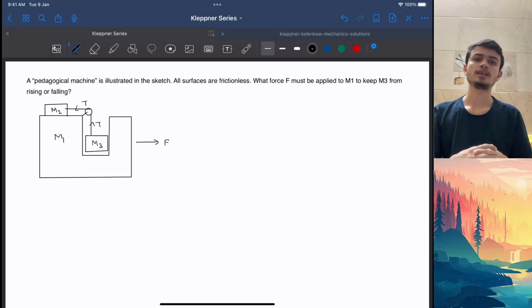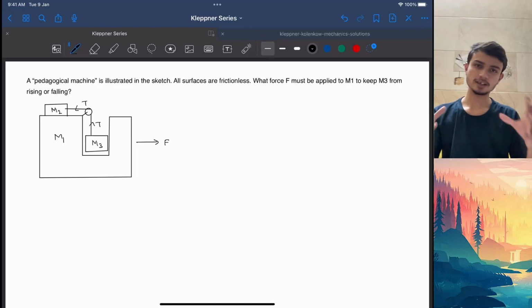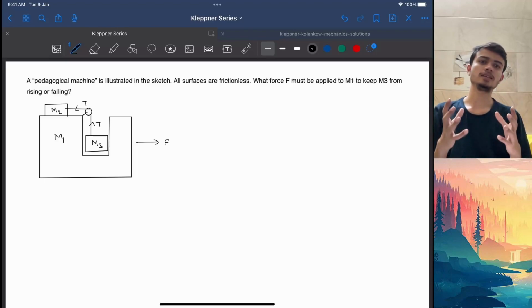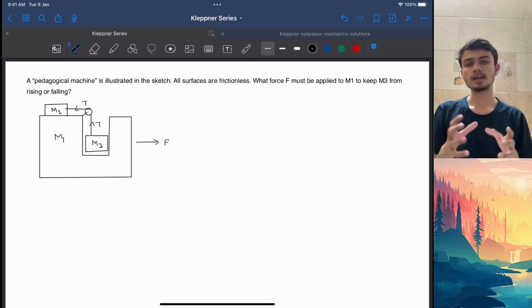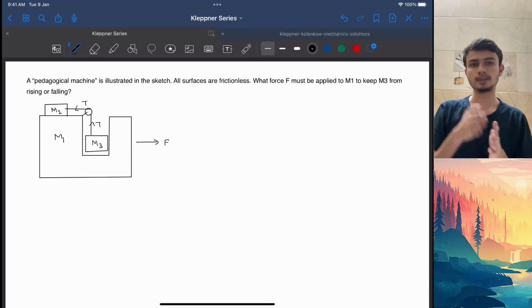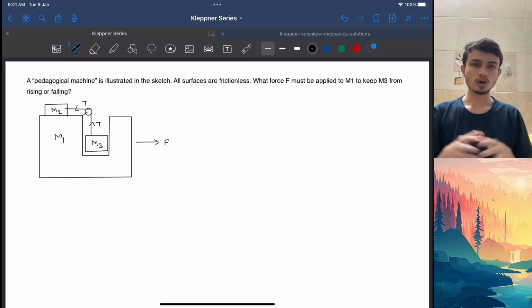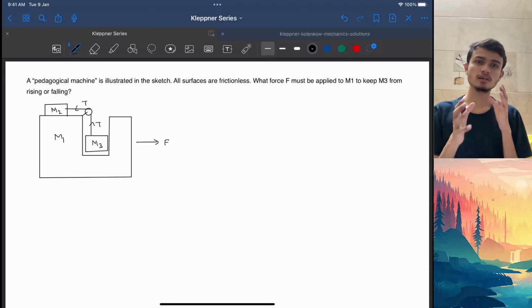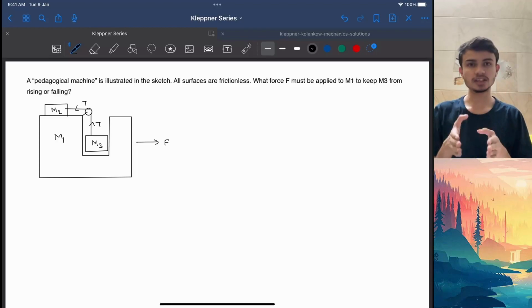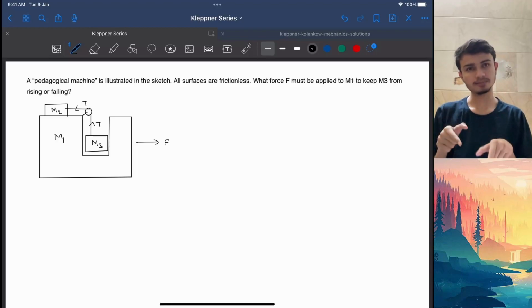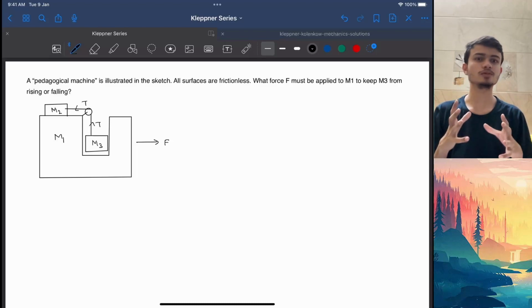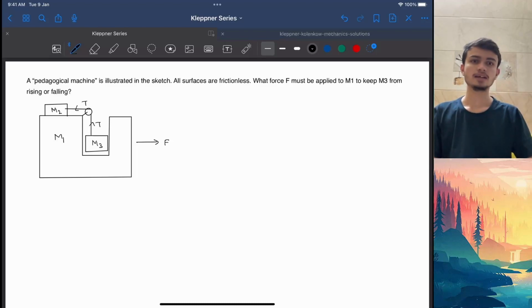So what this problem says is that you have this pedagogical machine, and you are applying force F on the mass M1, right? So I want to determine what is the value of F such that this mass M3 out here stays in its position and doesn't fall down. So let's try out the problem.